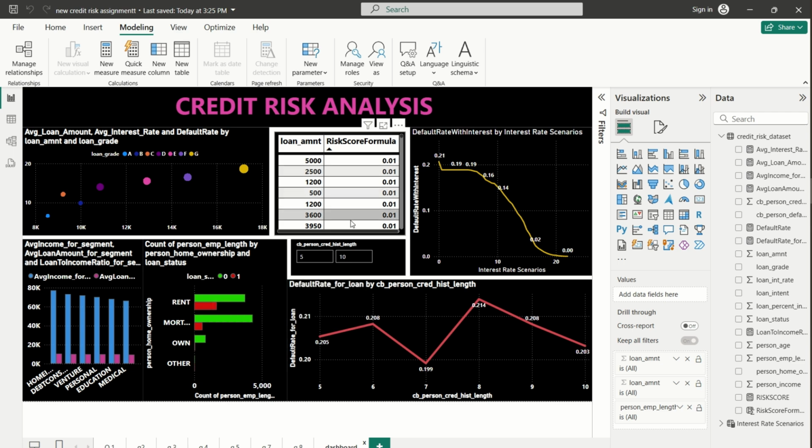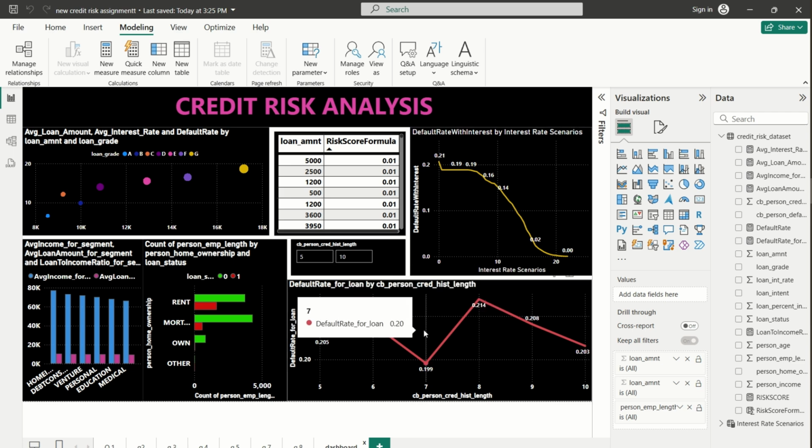Then in this table it shows the risk score for each loan amount. As you can see, for loan amount 5,000 the risk score is 0.01. Then in this line chart, it shows that as the interest rate increases, the default rate decreases. As you can see, the line is coming down.